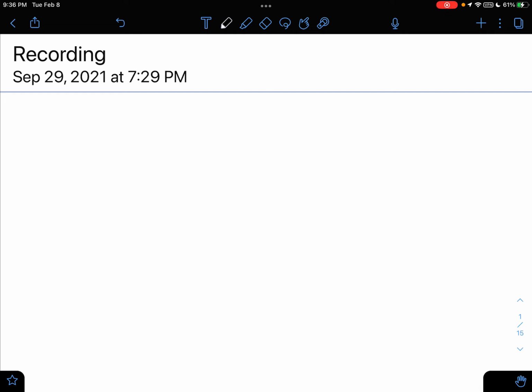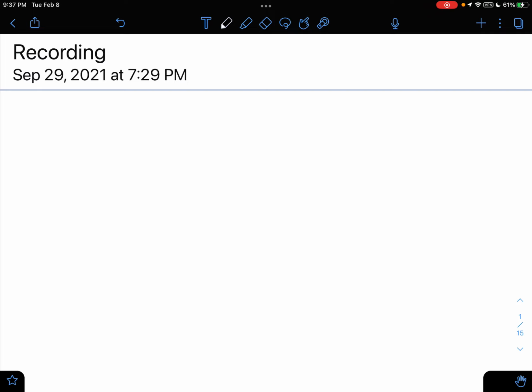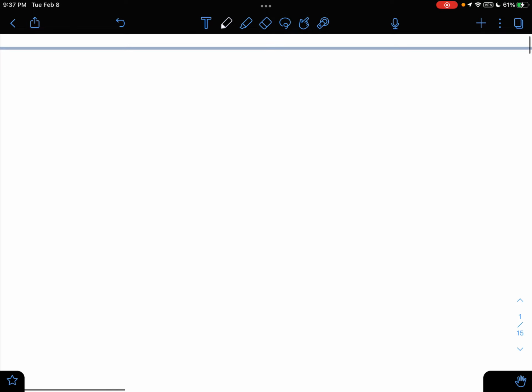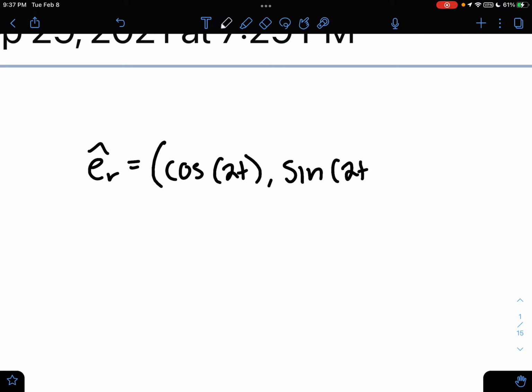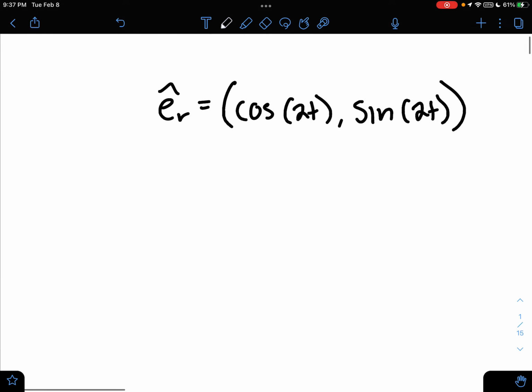Alrighty, y'all. Today we're taking a look at dynamics, homework 2, custom problem number 2. And I'm going to be deriving the process for which we're going to be dealing with all of it. So we're going to start, we're given our e_r vectors, and every unit vector I put a hat. Any non-unit vector I will do a line. But that's going to be cosine of 2t, sine of 2t, and then the transpose of all of that.